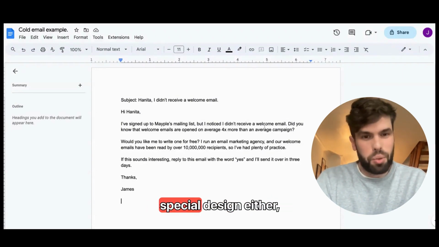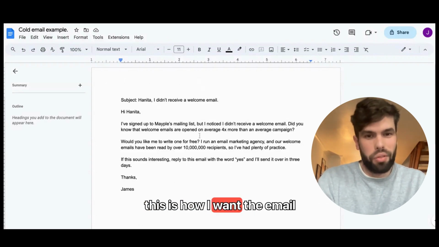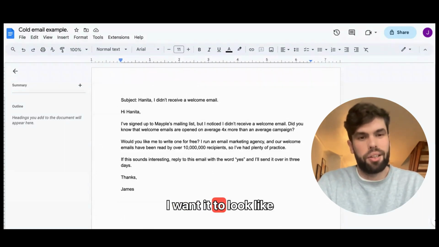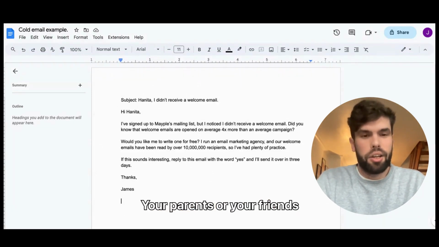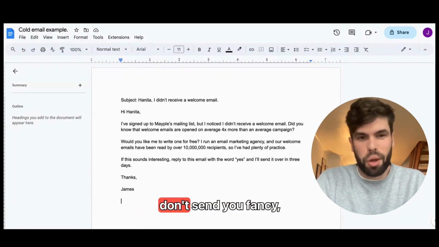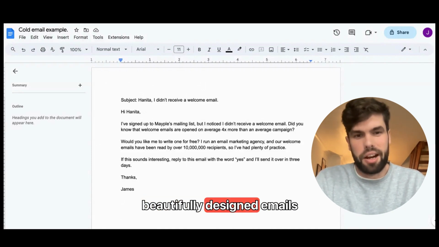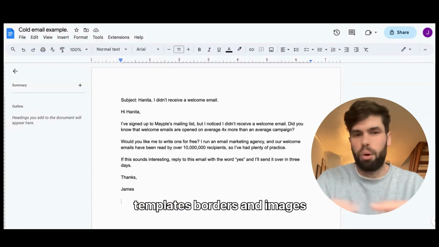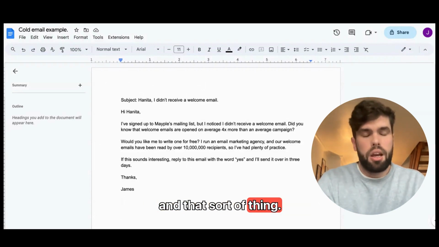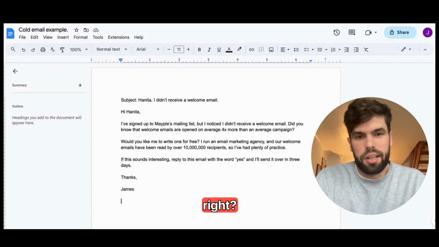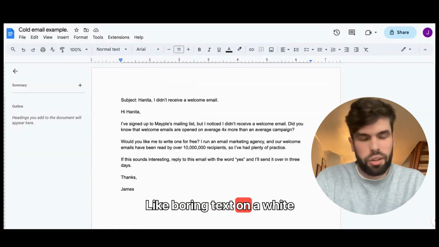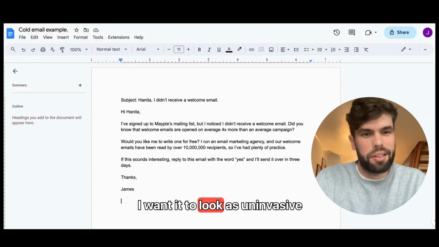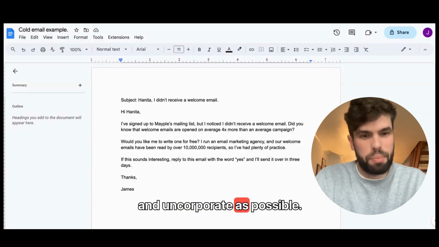I'm not going to have any special design either, by the way. This is how I want the email to look in the inbox. I want it to look plain. I want it to look like a friend has sent it. Your parents or your friends don't send you fancy, beautifully designed emails with buttons and templates, borders and images and that sort of thing. They send you plain text emails, right? Like boring text on a white background emails. And that's what I want our email to look like as well. I want it to look as uninvasive and uncorporate as possible.